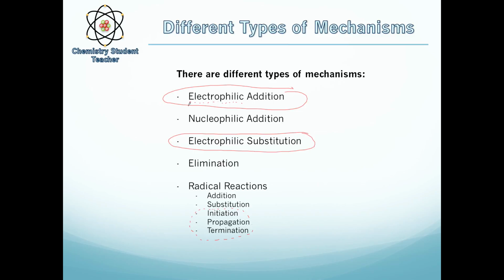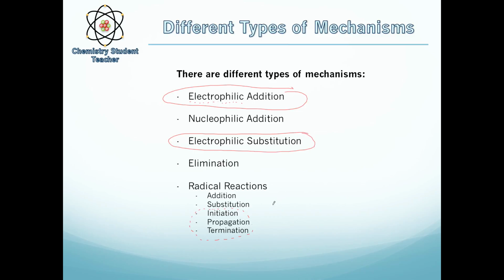Nucleophilic addition is the other way around, so something that likes a nucleus would be added in instead. Electrophilic substitution, so something that likes electrons, a negative charge, actually just substitutes out another atom instead. Elimination is in the name, it eliminates something. It eliminates a small molecule such as water or HCl.